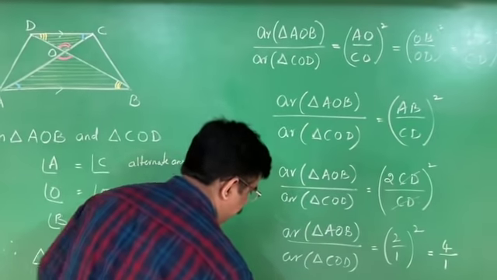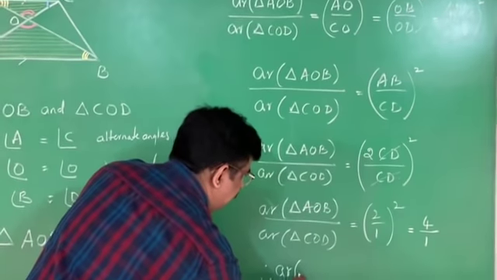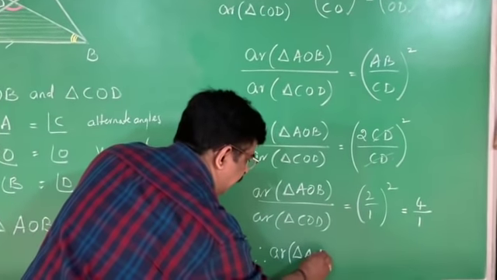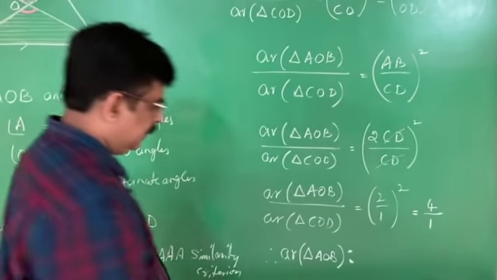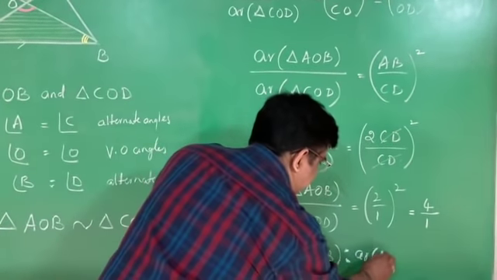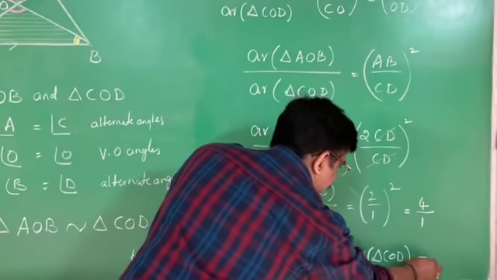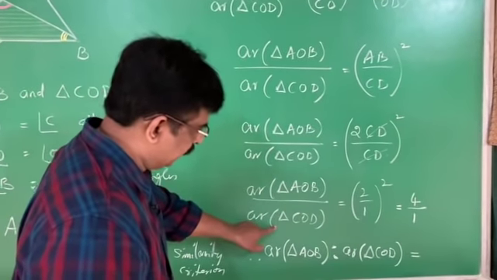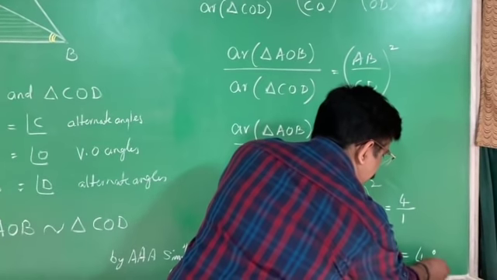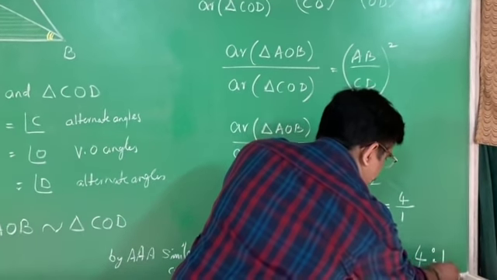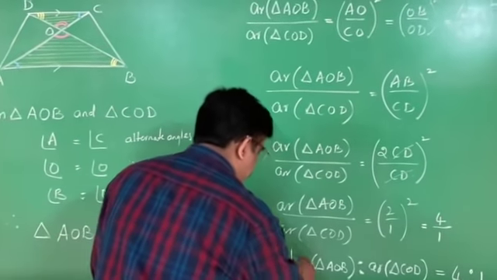Therefore, here is the ratio. Therefore, area of triangle AOB is to area of triangle COD is equal to, this is to this, that is 4:1. That is the answer of this particular problem.